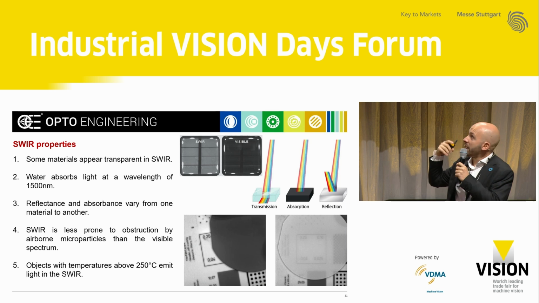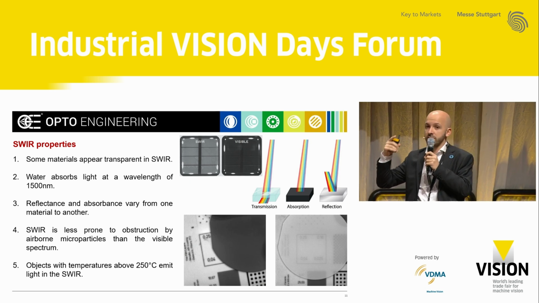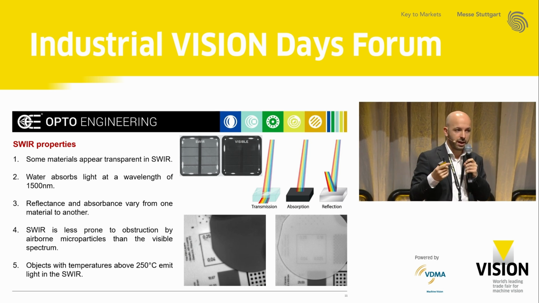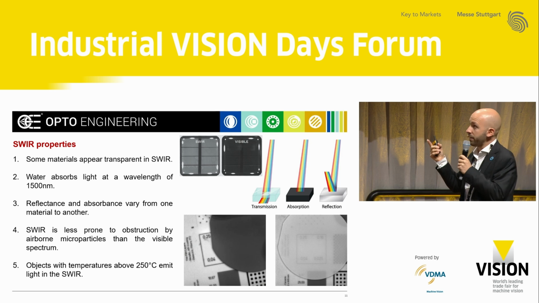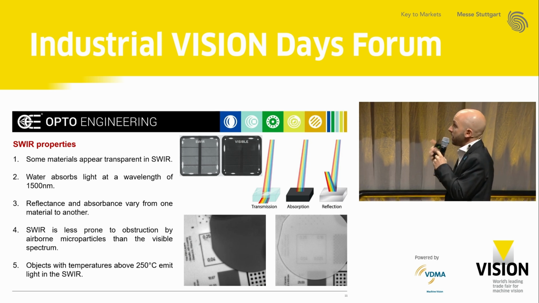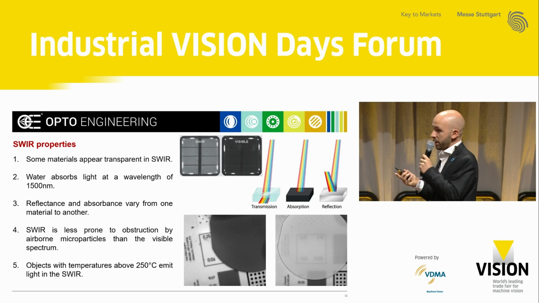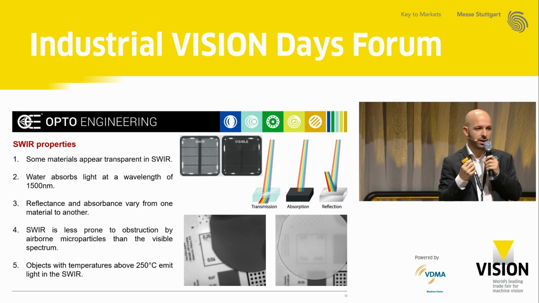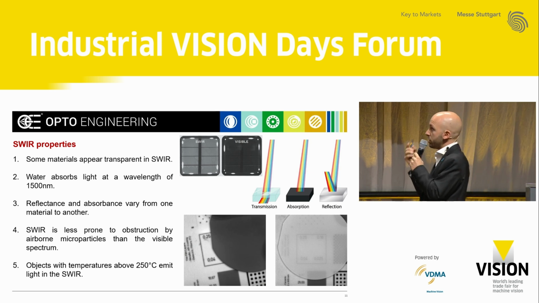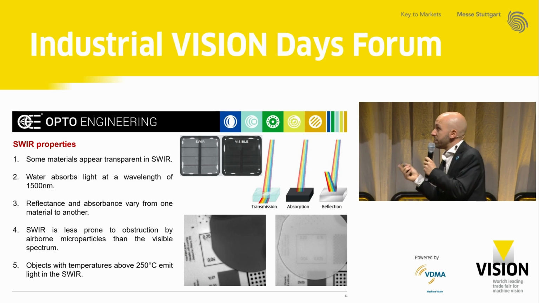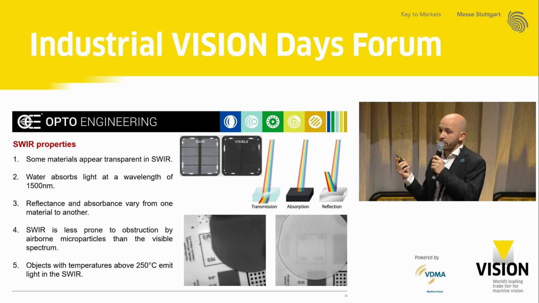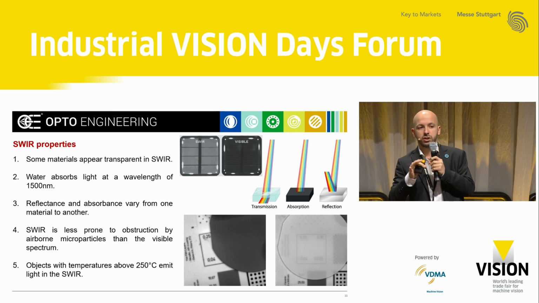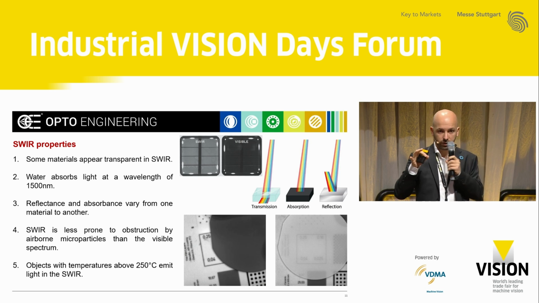Then, water absorbs light at a wavelength of 1,500 nanometers, and it is very useful for field inspection and health probes that we will see later in the applications. Reflectance and absorbance vary from one material to another, and this gives some important key features and a signature spectrum feature of the material. Then SWIR is less prone to obstruction by airborne particles, so in that application, SWIR is used to see through smoke, for example.